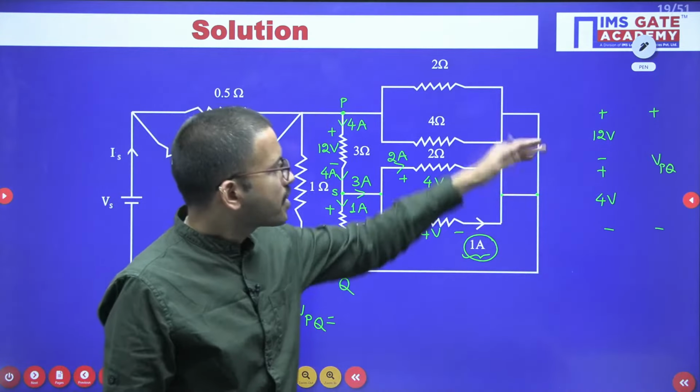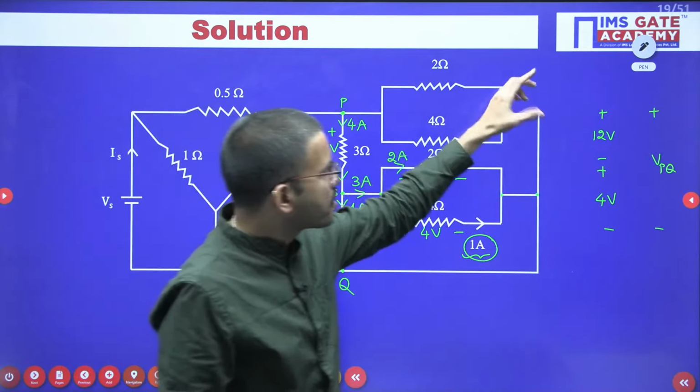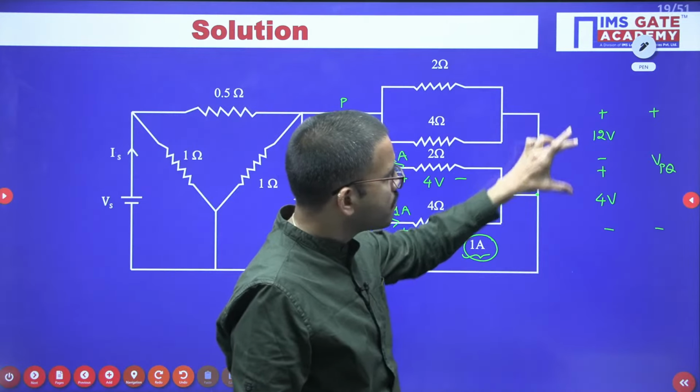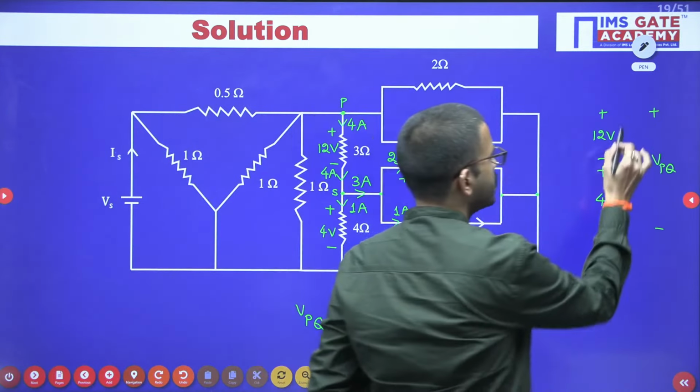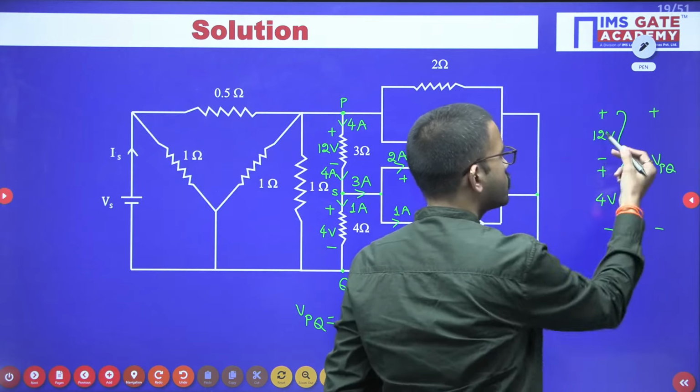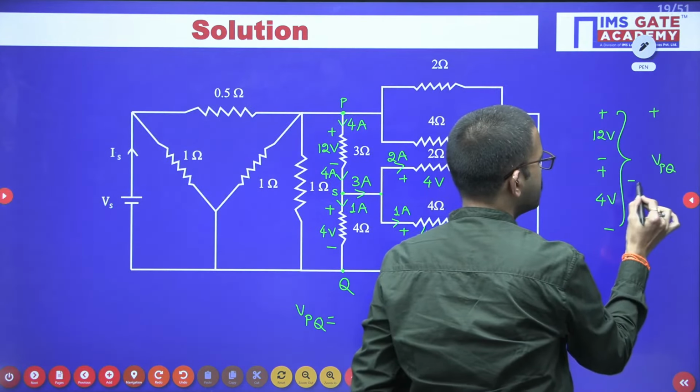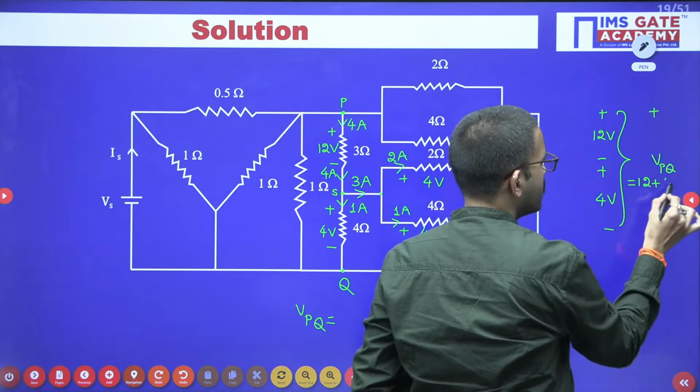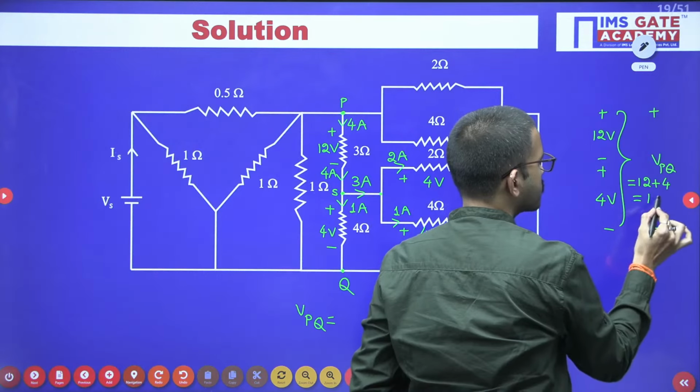Yes, very good. All of you are giving the correct answer, right? So here voltage polarities are plus minus, that means we will add. So 12 plus 4 is nothing but 16 volts.